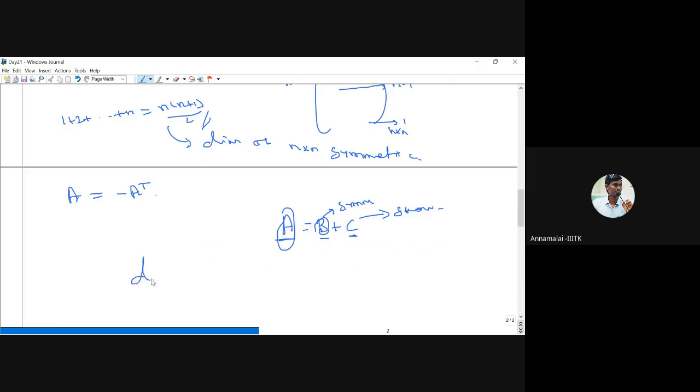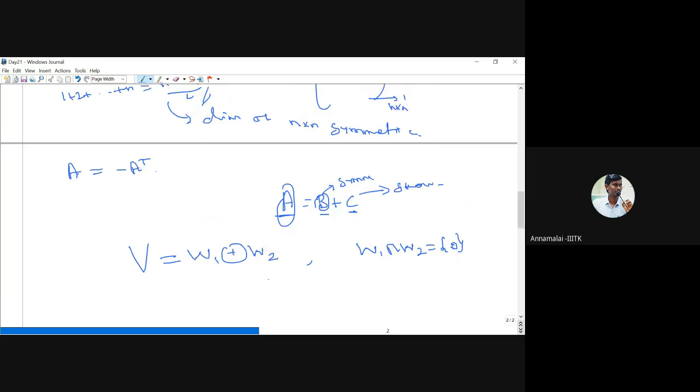So we need the dimension of C. Assume C is the set of all skew symmetric matrices, or we call it W2. W1 is the set of all symmetric matrices. So V, the set of all n by n matrices, can be written as a direct sum of the set of all symmetric matrices W1, direct sum, the set of all skew symmetric matrices W2. What is the meaning of this direct sum? It is that W1 intersection W2 contains only the 0 element, and every element of V can be expressed as a sum of one element from W1 and another element from W2. So that is the meaning of direct sum.